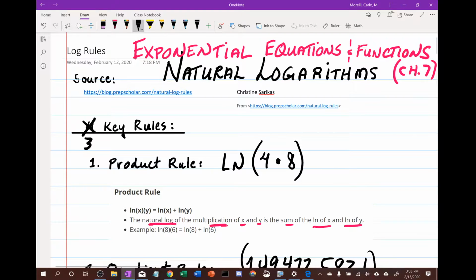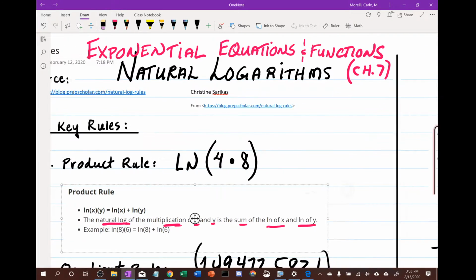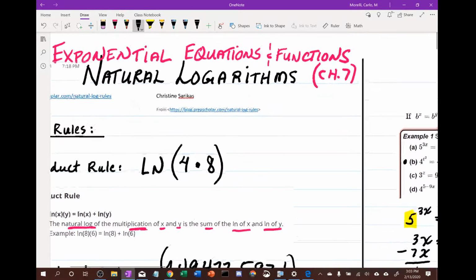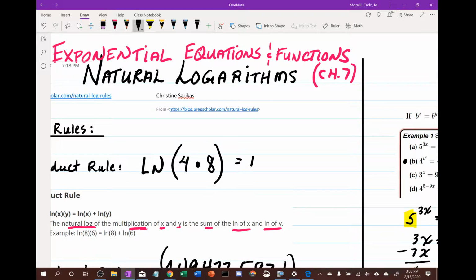So you've got to know what the product rule is before you can put it in your calculator. What it says is, whatever this thing natural log is, which we don't really know, but we know it's a button on the calculator, if you hit it, it creates an open parentheses, wants you to stick something in. If you were to stick in 4 times 8, which we will, what it's going to equal is the ln of 4 plus the ln of 8.